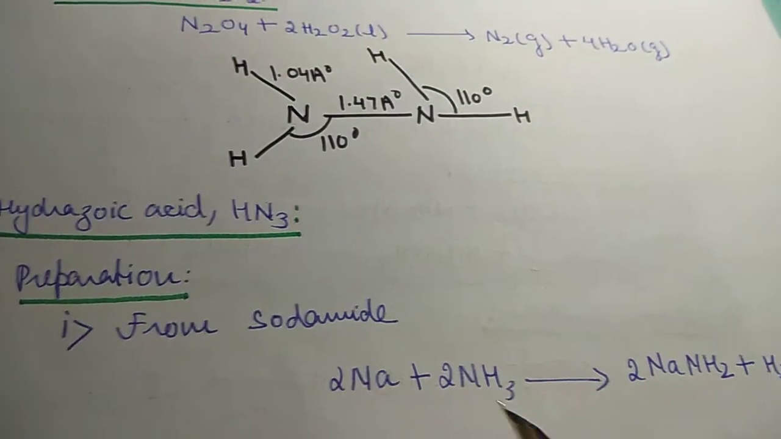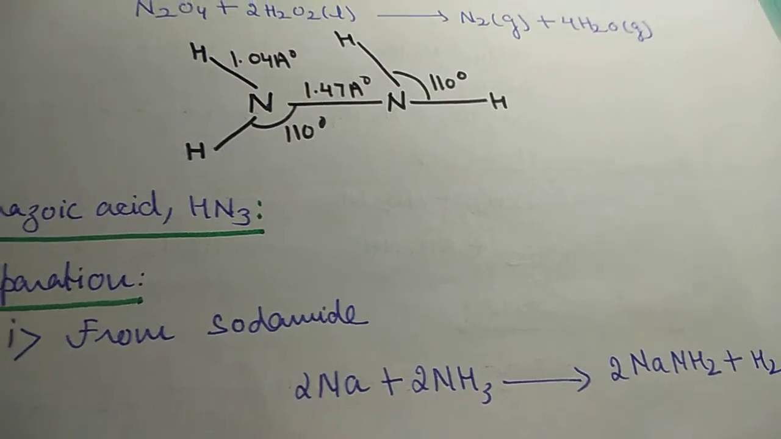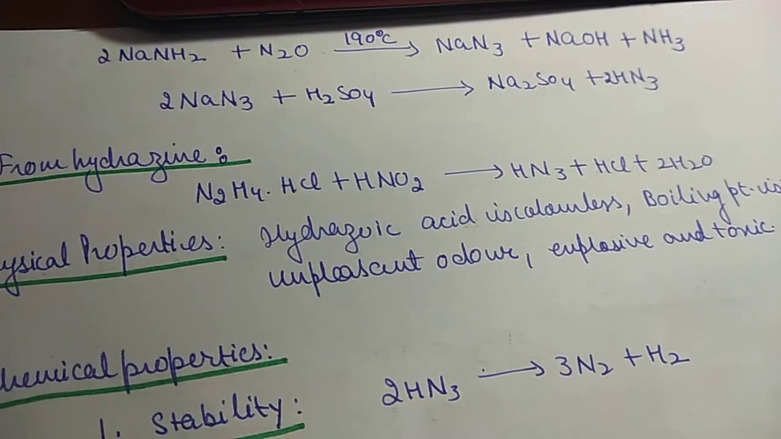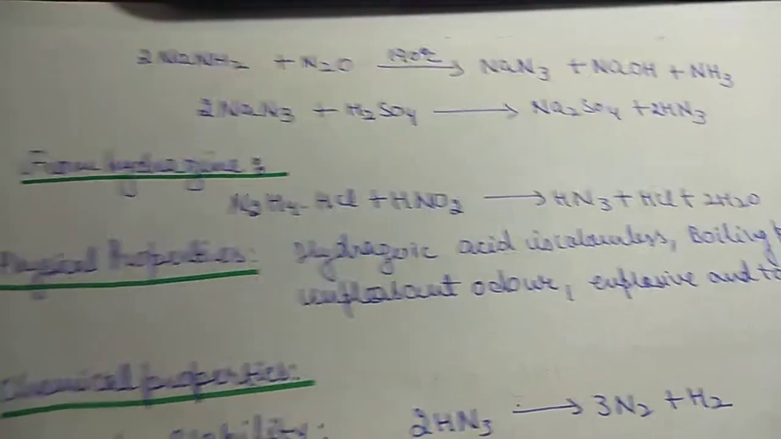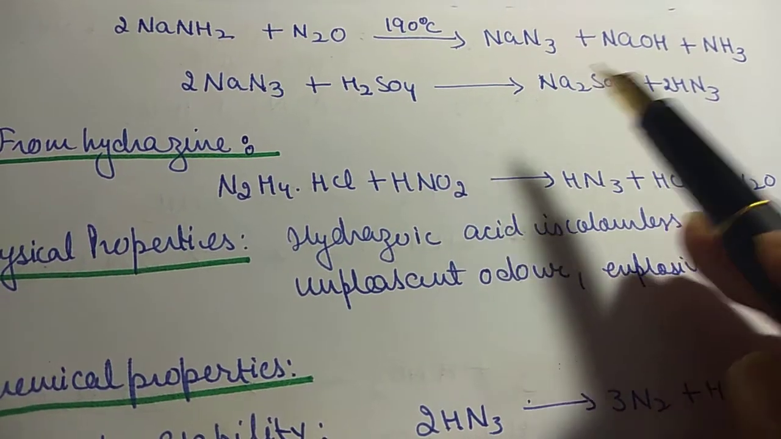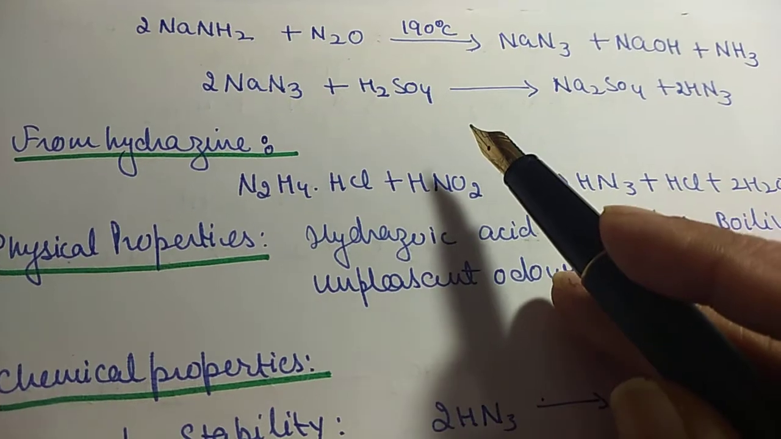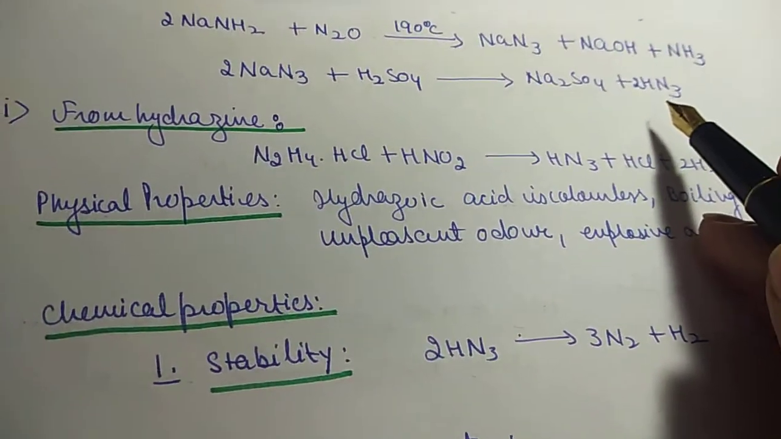It is prepared from sodamide: sodium plus ammonia gives NaNH2, sodamide, and hydrogen is formed. Then sodium amide is treated with nitrous oxide at 190 degrees Celsius. We get NaN3, NaOH and ammonia. Then this sodium azide reacts with sulfuric acid to give you Na2SO4 and hydrazoic acid.